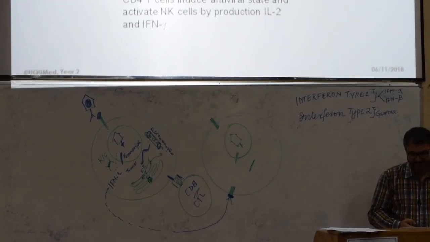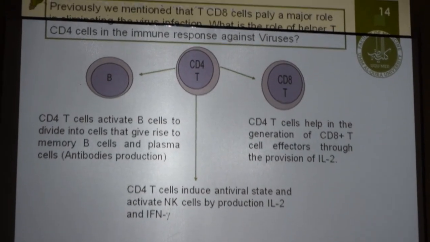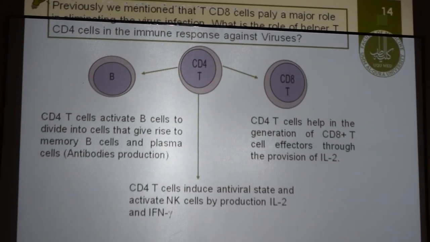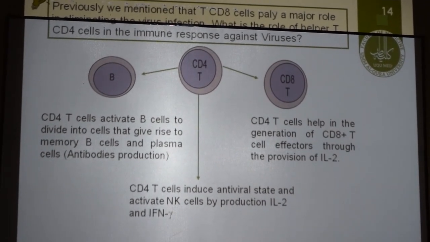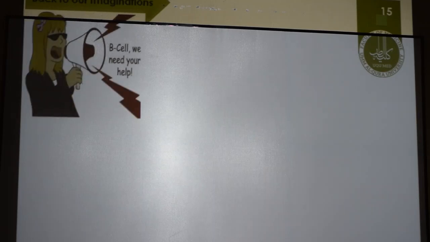Then there are these CD4 T cells that induce an antiviral state and activate natural killer cells by producing IL-2 and interferon gamma, type 2 interferon. So we have now gone into the adaptive system, and now type 2 interferons come into play. They will perform their functions. Now back to our imagination. B cells, we need your help.